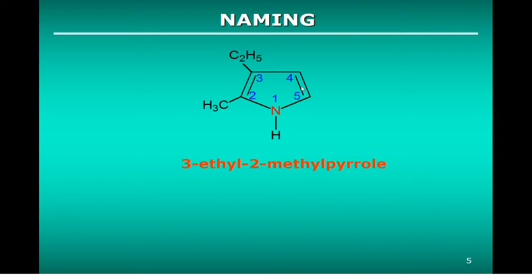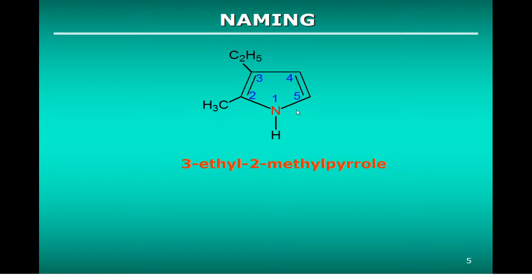So what about numbering? Nitrogen as a heteroatom should be numbered first. And then we will look clockwise for substituents, with as small a number as possible. It starts earlier. That's why we move this way. It says 3-ethyl. As you remember, we number the prefix part according to alphabetical order. 3-ethyl, 2-methylpyrrole. So this is a way to name such a compound.